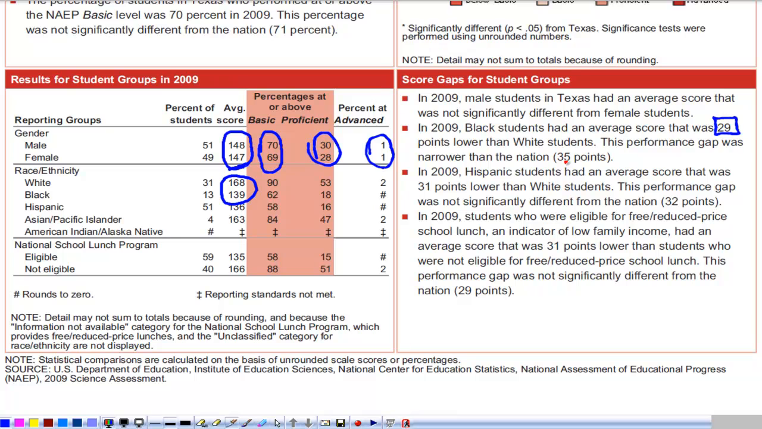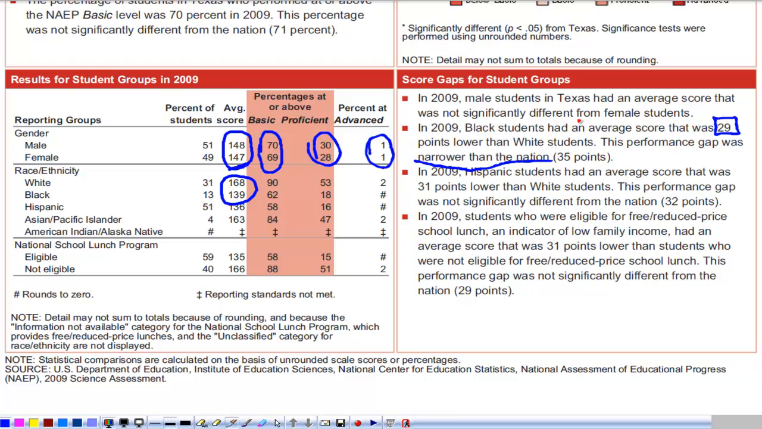But that's actually good news because that gap is narrower than the nation as a whole. The nation as a whole has a gap of 35 points. Okay, so our gap between our white students and our black students is lower than that of the nation as a whole, on average. Now, there's several explanations for that.